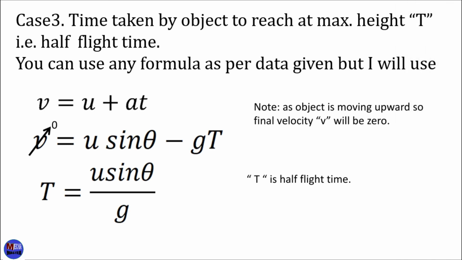To find out half flight time, we can use v equals to u plus at. The vertical component of velocity is equals to u sin theta. Since we have thrown the object upward, so final velocity will be 0. And after putting the value, you can find that t equals to u sin theta by g, where t represents half flight time.